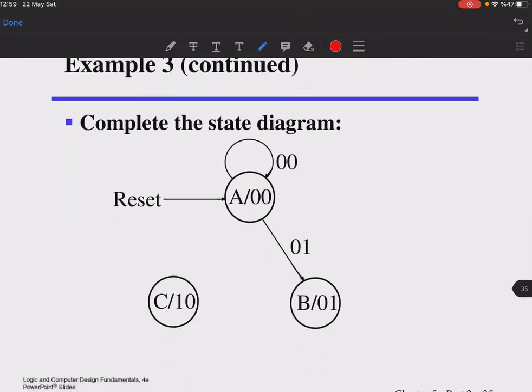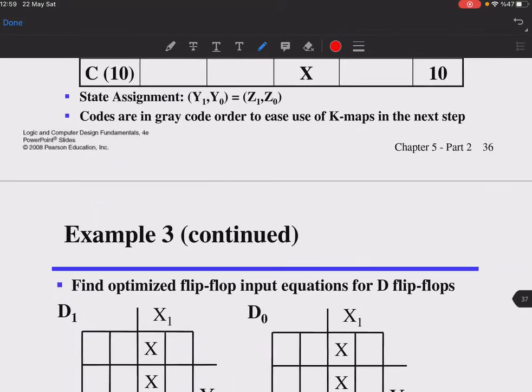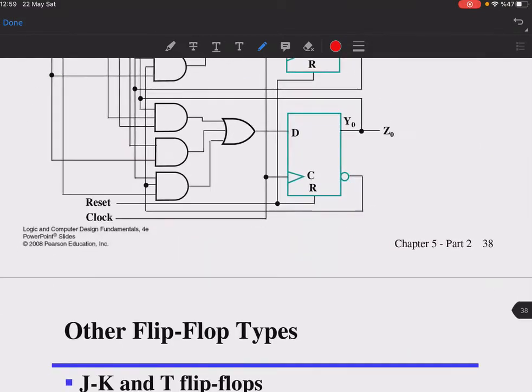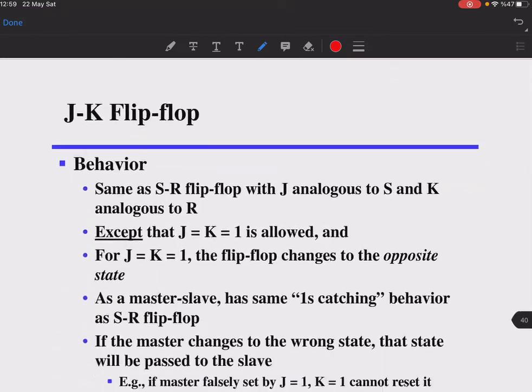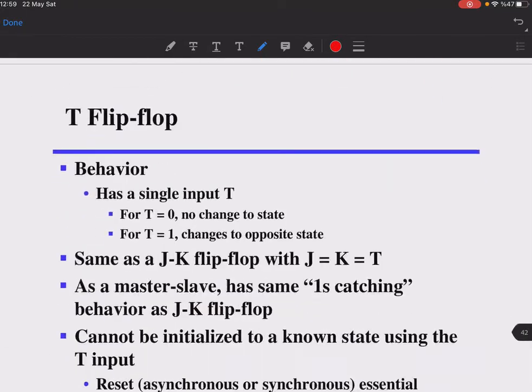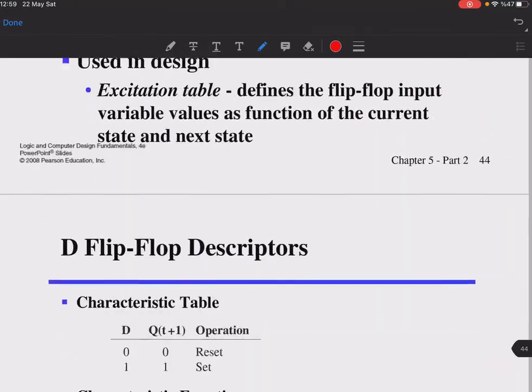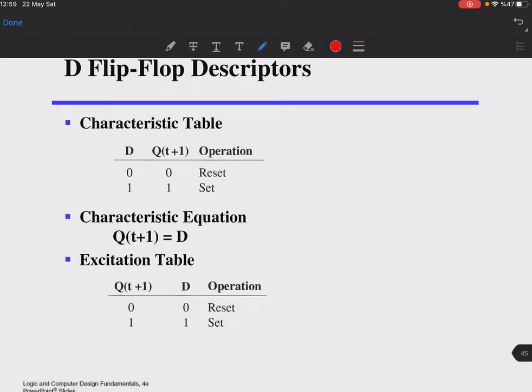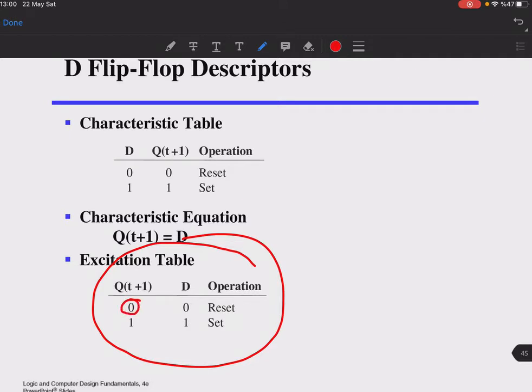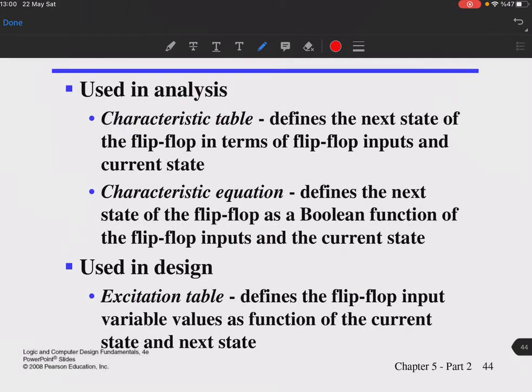Okay, now let's try to implement the same question using T flip-flops, okay? Your D flip-flop was a pretty straightforward one, right? For the next state, just look at the excitation tables here. If you want to have zero in the end, you need to provide zero as input, and this is called the reset operation. And if you want to have one in the end, you provide one, that's the only way, and this is called the set operation.